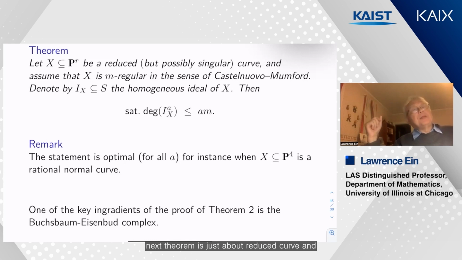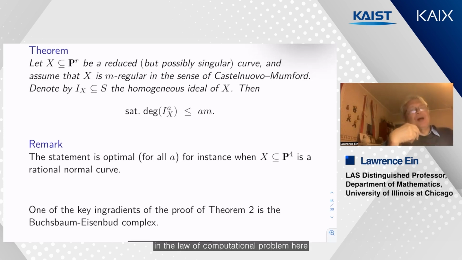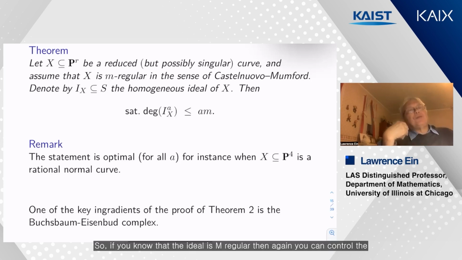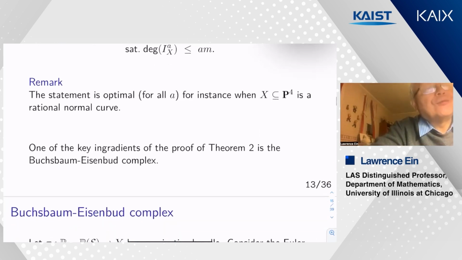The next theorem is just about reduced curves. In this case, again, the philosophy is that Castelnuovo-Mumford regularity controls complexity in a lot of computational problems. So if you know that the ideal is m-regular, then again you can control the saturation degree. In this case, the saturation degree is bounded by a times m. And in fact, this bound is sharp. For instance, I checked it for the rational normal curve.